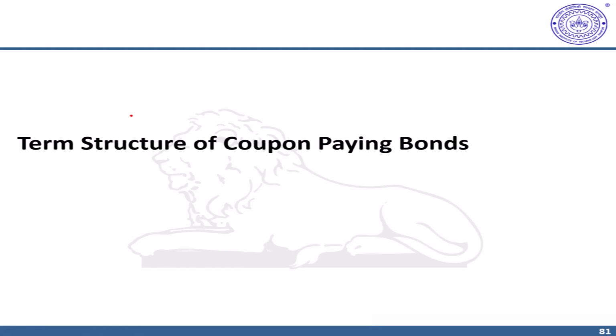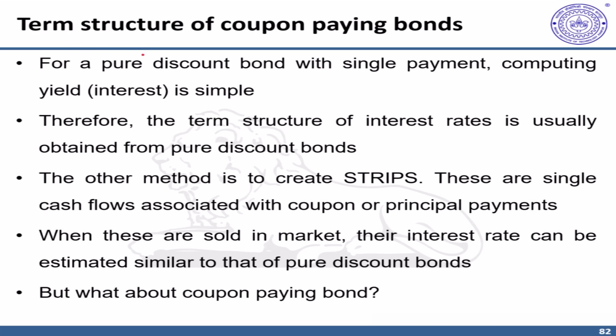In this video, we'll try to understand the term structure of coupon paying bonds. For instruments such as pure discount bonds or strips, separately traded registered interest and principal securities, it is easier to calculate the interest rate.